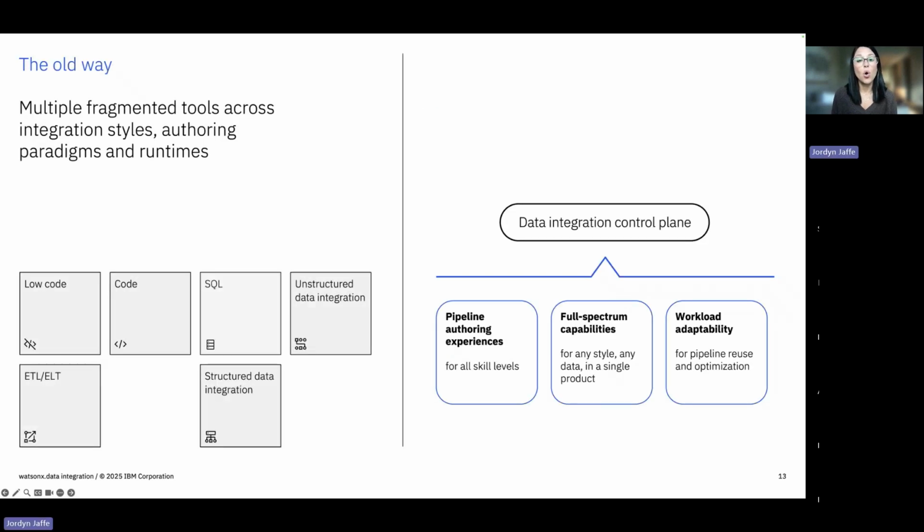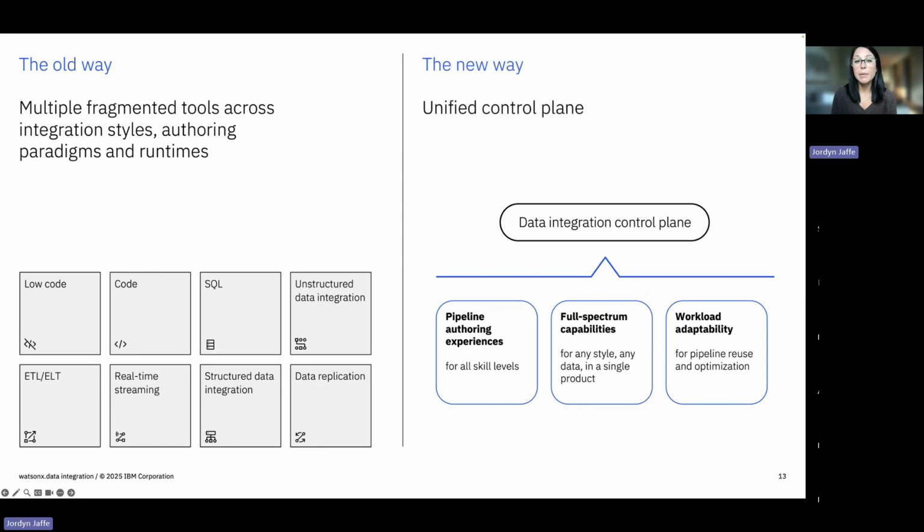So when we take a look at the old way versus the new way, the old way combines multiple tools across different integration capabilities. It's very fragmented, and organizations are caught in this trap where tooling drives our business decisions, where it really should be the business need and requirement that drive the tooling need. So the new way is a unified control plane.